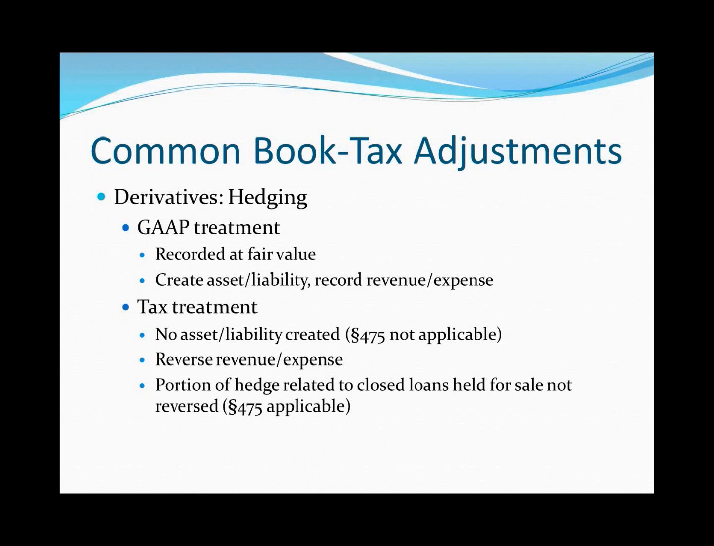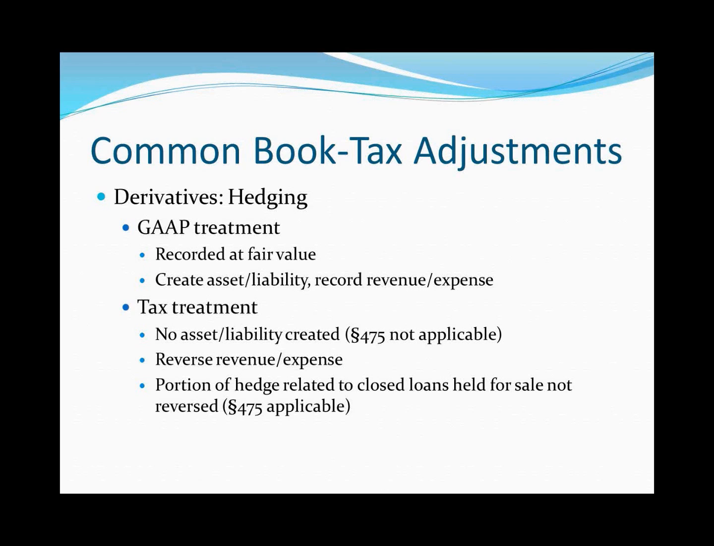Similar thing on the hedging side. Again, the hedge gets recorded at fair value. It creates an asset or a liability. So you record revenue or expense, depending on which way it's going. Again, for tax, no asset or liability created. Again, our position and our understanding that the industry's position is that there's no asset or liability created. You reverse the revenue or expense.